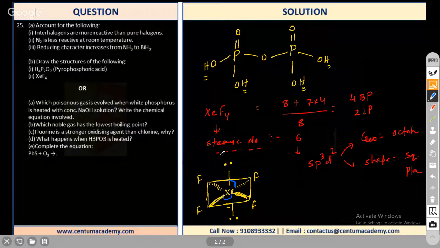Okay, next question, you see this one. Which poisonous gas is evolved when white phosphorus is heated with concentrated NaOH solution? Write the chemical equation involved.